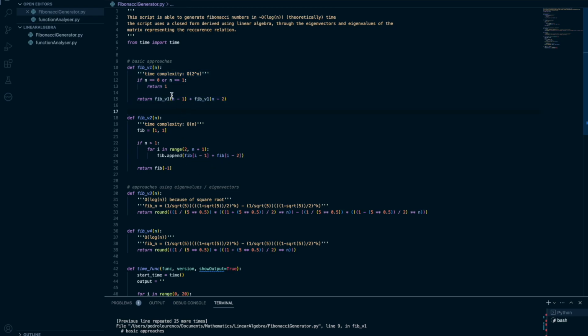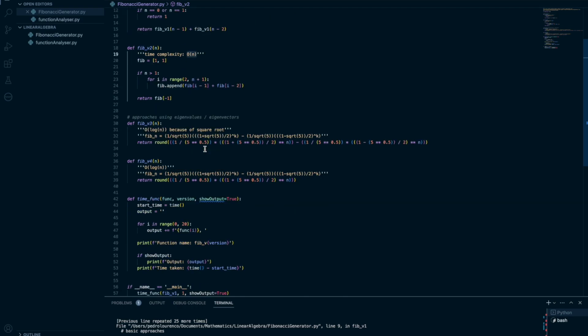We know that the nth term is equal to the sum of the two previous terms. So we use our recursion here, and we have our base cases here. Then we also have this version which uses a list, so we just append to the list the sum of the last two elements of the list. Both approaches are quite slow. This one has a time complexity of 2 to the power of n. This one has a time complexity of O(n).